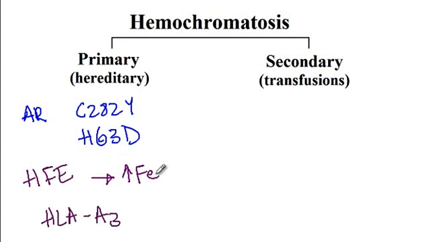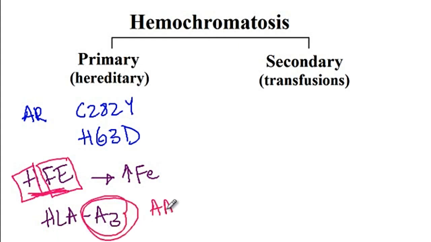The two memory aids that I have for you: the HFE gene stands for high Fe. Fe is the code for iron, so high Fe is associated with hemochromatosis. And for the HLA-A3, think of the AAA batteries. AAA batteries are made of iron, so hemochromatosis is associated with the HLA-A3 subtype.